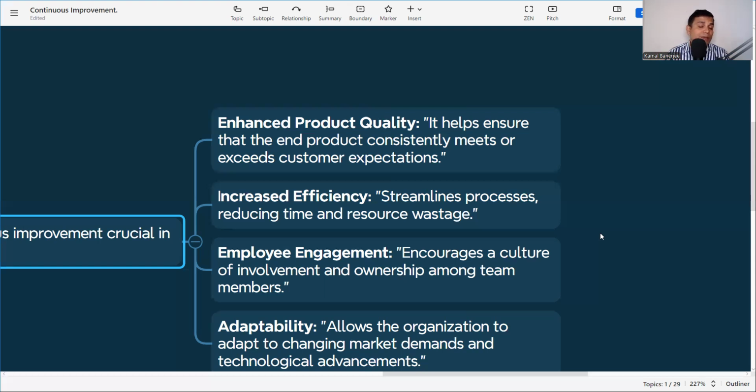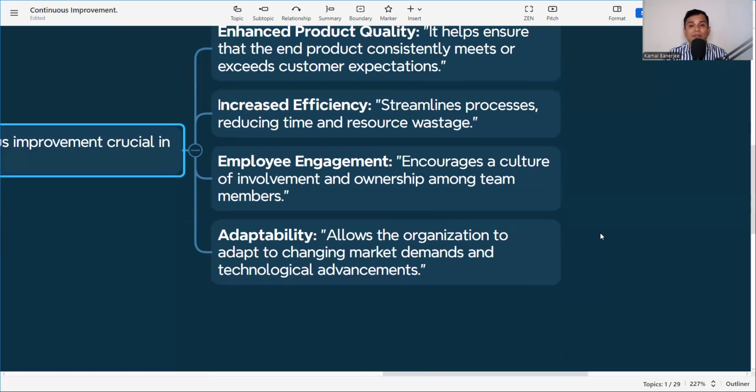Or you need to bring the right kind of material, so that we will get the right kind of end product, and there will be less wastage. So that is why it increases efficiency. That is why continuous improvement is more important in the process.